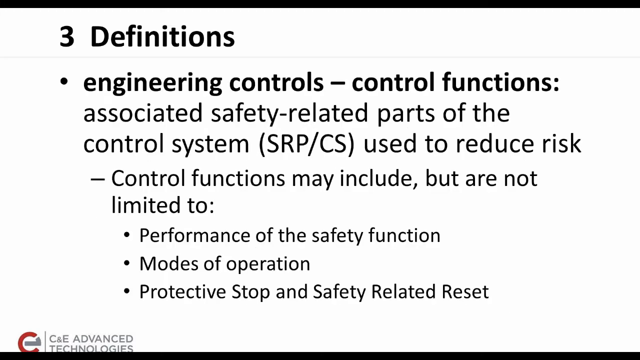Okay, next, engineering controls. These are the requirements or the definitions of just those portions of the safety-related parts of the control system that are being used to reduce the risk. They include such things as the performance of a given safety function, such as how should a protective stop operate, what modes of operation should there be, for example, for a special safe function that allows you to feed wire into a welder with the gate open.